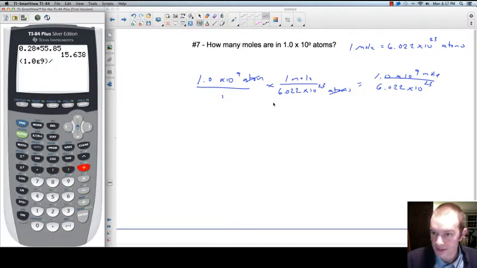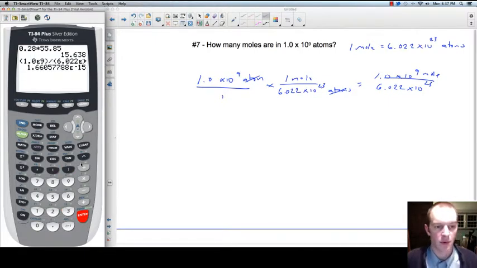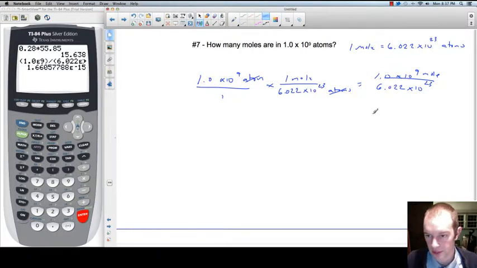And we want to divide that by 6.022 times 10 to the 23rd. So we open our parentheses again. 6.022. Again, we want to say times 10 to the 23rd, so we can go second E. That E is above the comma. 23. Close your parentheses. And hit enter. And what we're left with as a value is 1.66. And we can see that this is times 10 to the negative 15th. Okay? So when we go back over here, we can see that it's going to be 1.66 times 10 to the negative 15th.